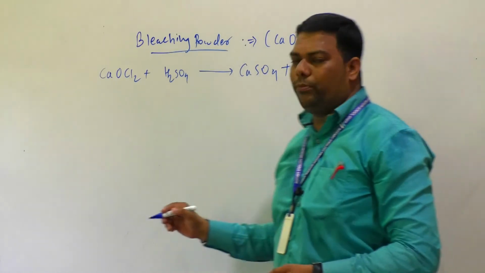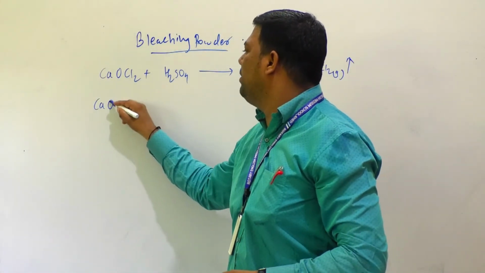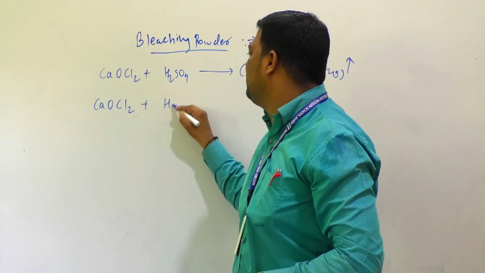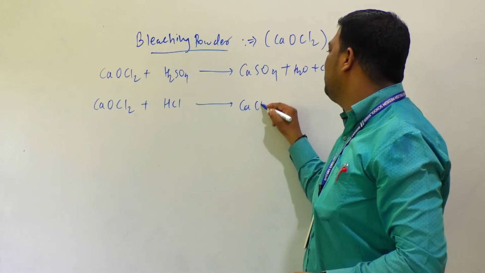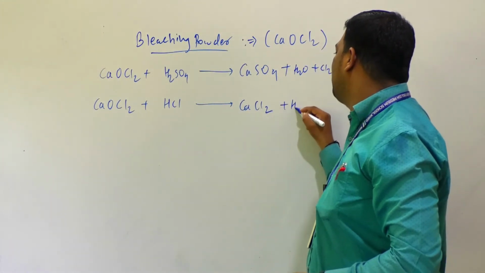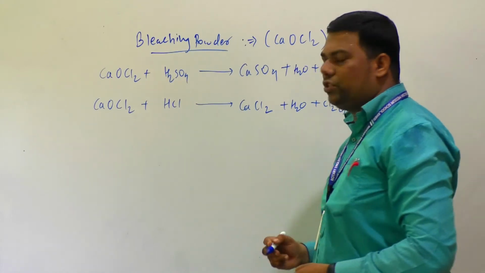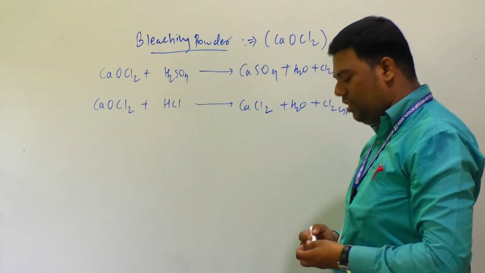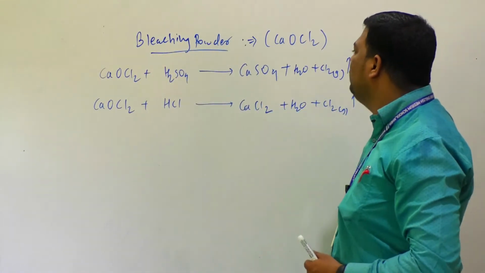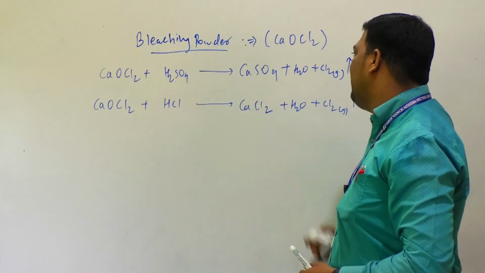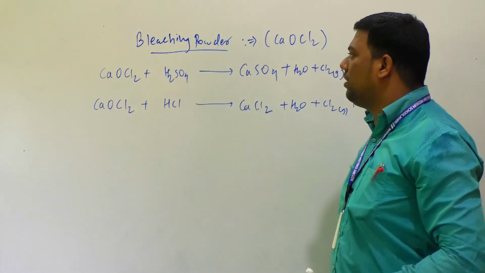Now suppose the bleaching powder reacts with dilute HCl. Then you will get CaCl2 plus H2O plus Cl2. These are the two main important reactions here. We can balance them also, and yes, our reaction is balanced.